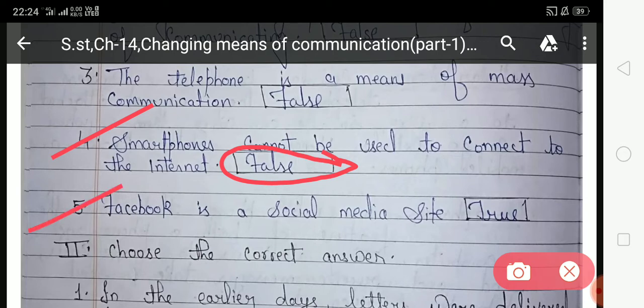Now look at the fifth number. Facebook is a social media site. Is this statement right or wrong? This statement is right, and you have to write true in the given box, and here true is already written.